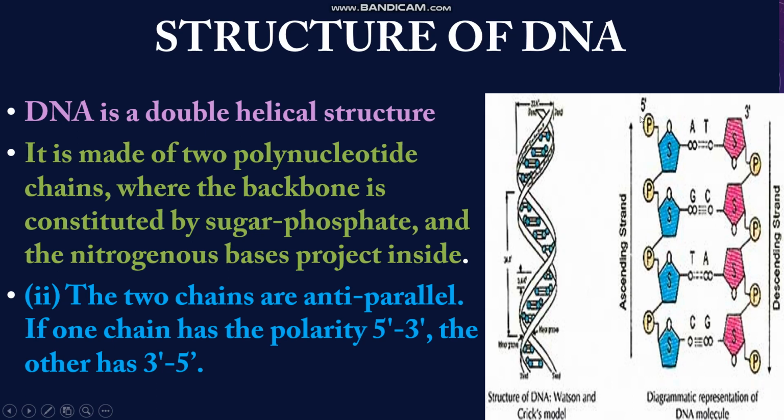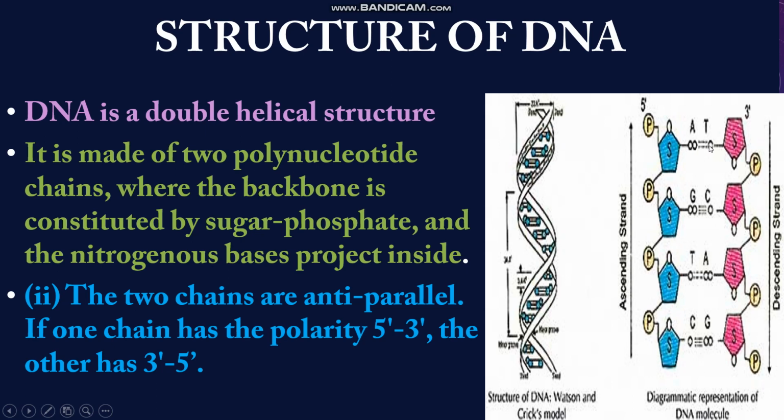Now what do you mean by 5'-3' polarity? In one strand you can see the fifth carbon of the deoxyribose sugar is free at one end and at the other end you can see the 3' carbon of the sugar is free. In the opposite strand, the 3' carbon is free at one end and the 5' carbon is free at the other end. So if one strand is having 5'-3' polarity, the opposite strand is having 3'-5' polarity and we can say the two strands of the DNA are anti-parallel.